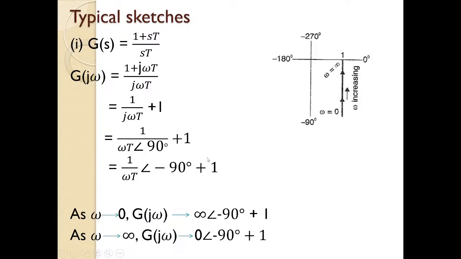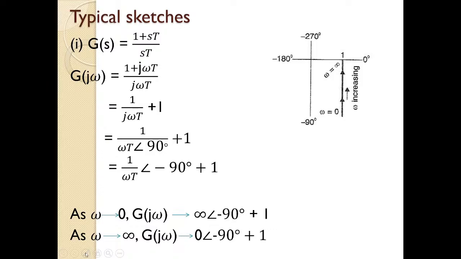So now here we have a constant along with another magnitude which will vary with respect to omega. There is a 1 here. Now substitute omega equal to 0. If you substitute omega equal to 0, the magnitude of G of j omega is infinity at an angle of minus 90, plus 1 as it is. Whatever 1 is there, you write it as it is.